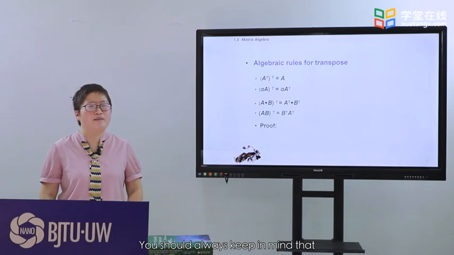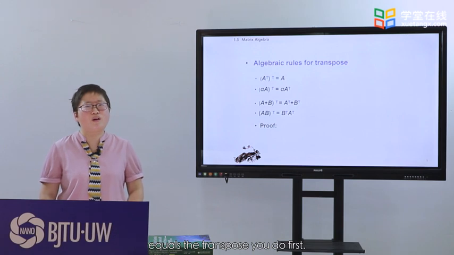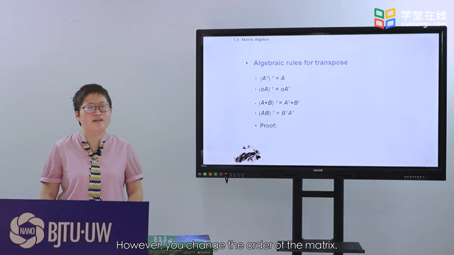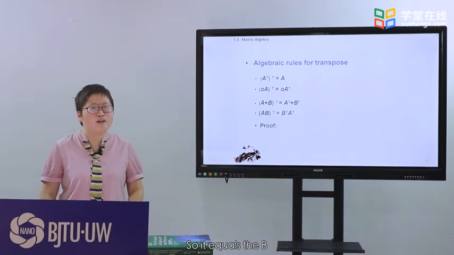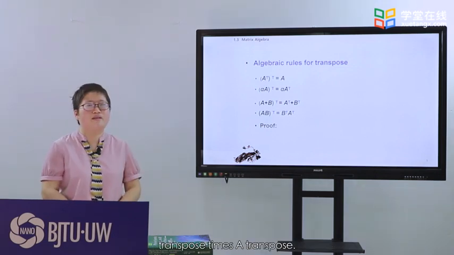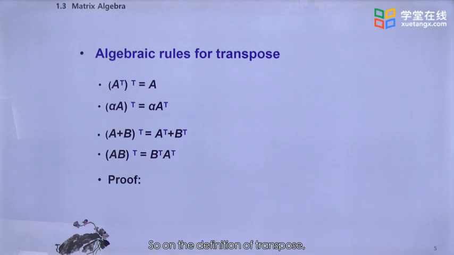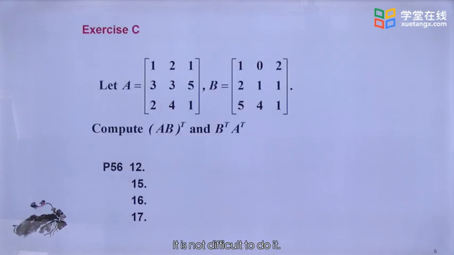You should always keep in mind that (AB)^T, for the multiplication, then the transpose, does not equal the transposes in the same order. You change the order of the matrices. So it equals B^T times A^T. The definitions of transpose and of the operations of addition, matrix multiplication, and scalar multiplication will help you to do the proof, so we just omit it here. It's not difficult to do.